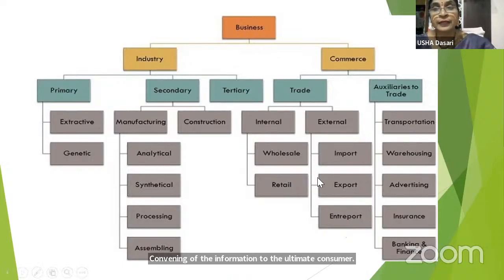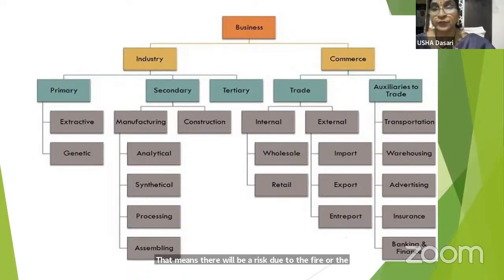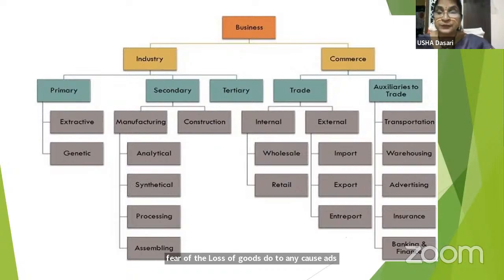Next, insurance also plays an important part here, because there is a risk involved in transporting the goods from one place to another place. That means there will be a risk due to fire or theft. The fear of the loss of goods due to any cause acts as an obstacle to the development of trade. So insurance coverage helps a lot, not only to national trade but also to international trade.